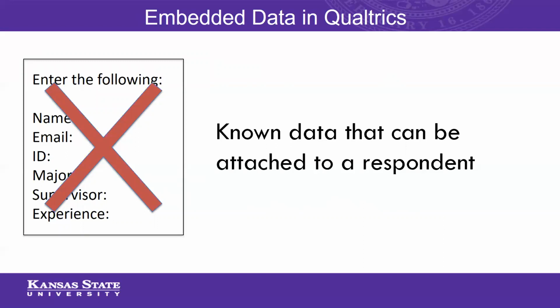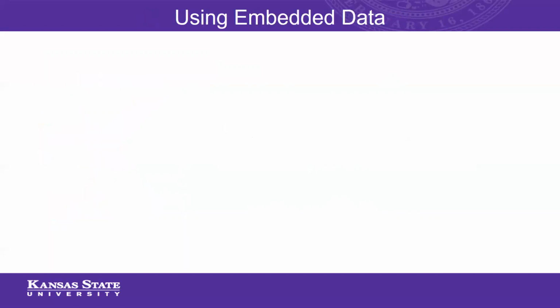So you already know their name, their email, their ID, their major, etc. You can have Qualtrics automatically connect their response to all that other information, and then you can report based off of that. So it makes everything a lot simpler. And it does so in these ways.